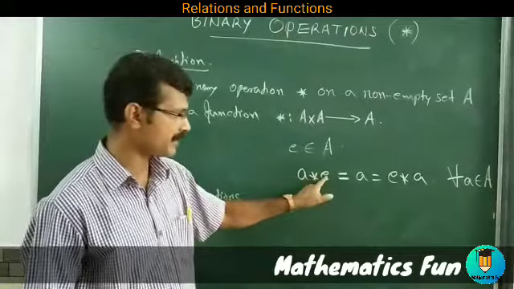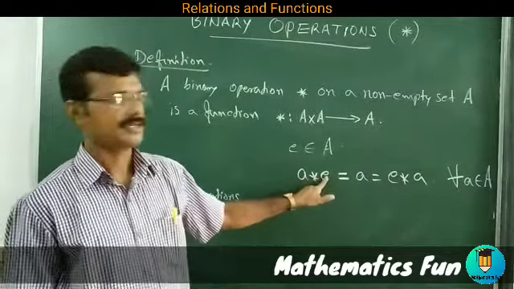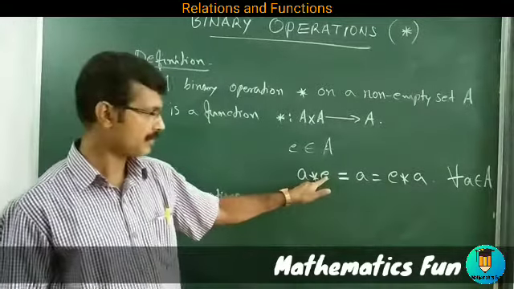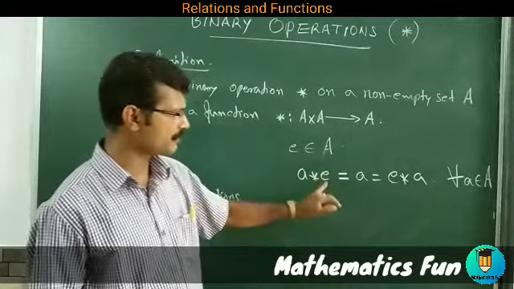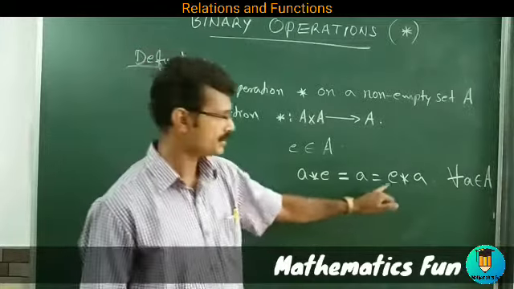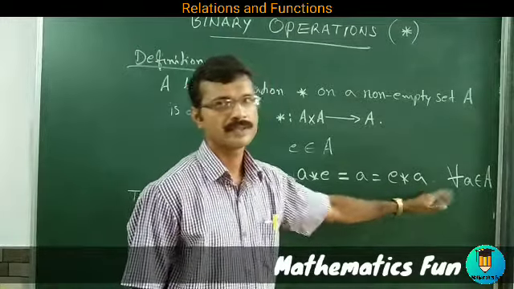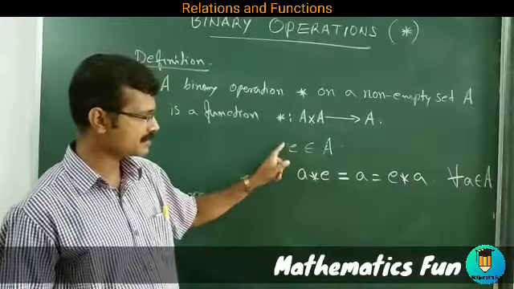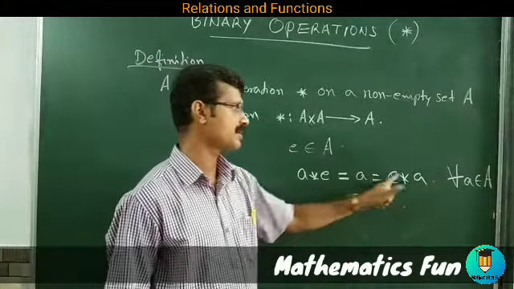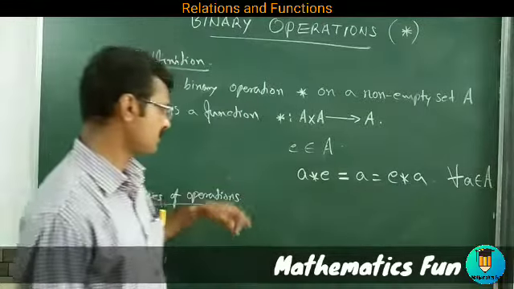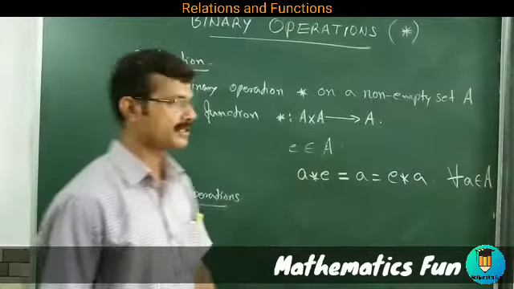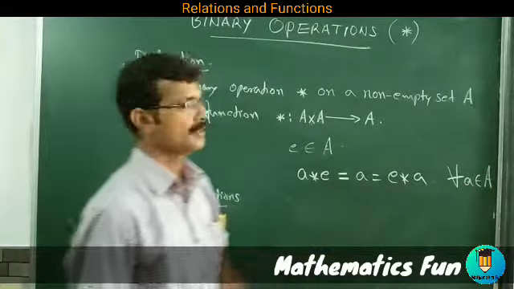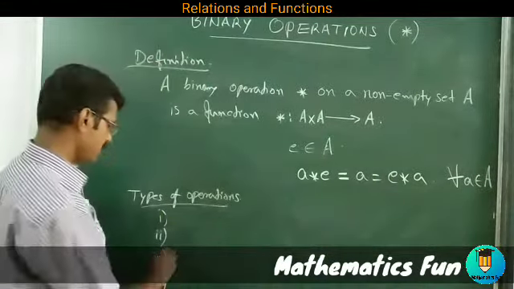In the normal number system, for multiplication, 1 is the multiplicative identity. For example, 5 into 1 is equal to 5 is equal to 1 into 5. The same way here also, the identity element I have taken has the notation e. So A star e is equal to A is equal to e star A. So e is the identity for all a belongs to A, and this e must also belong to A. That is the third point.